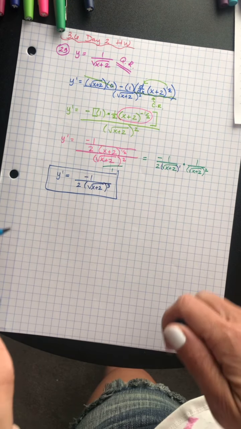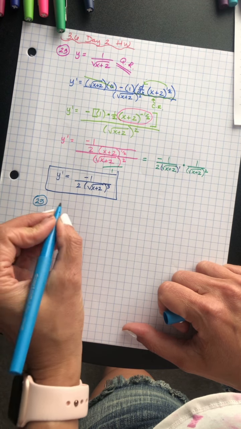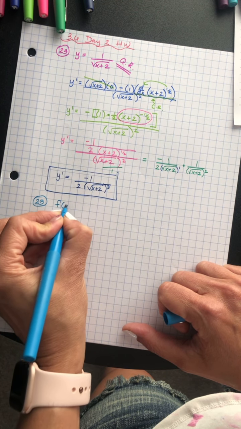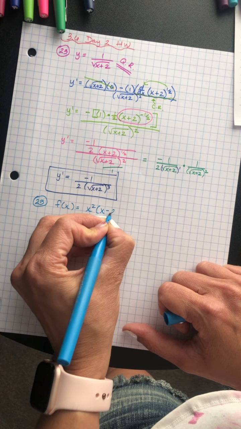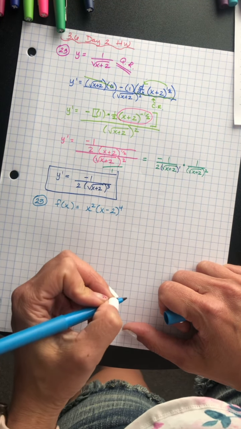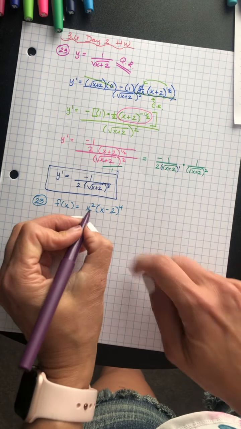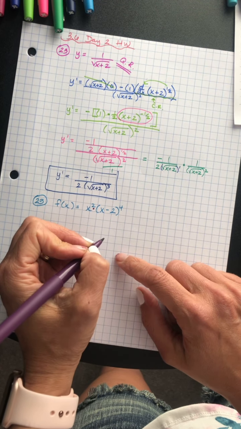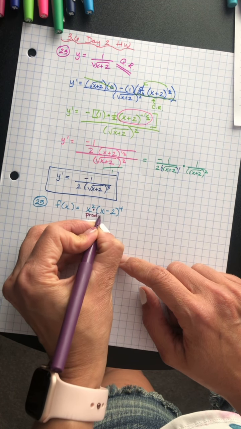Okay, number 25 is the one I'll do next. 25 is not as long. I have f of x equals x squared times x minus 2 to the 4th. Okay. Well, because we're multiplying right there, when they're next to each other, they're being multiplied, I'm going to need to use the product rule.